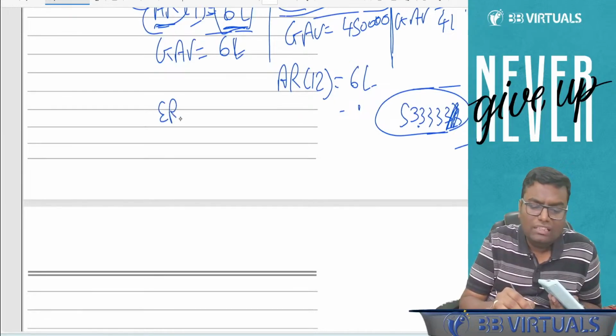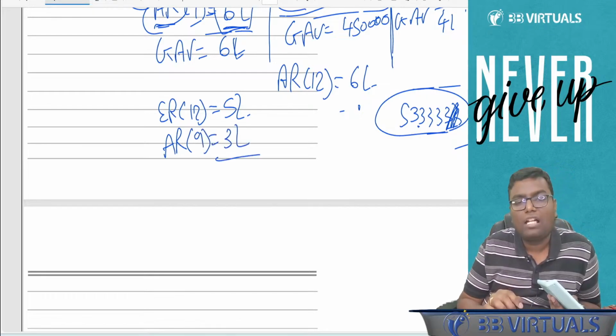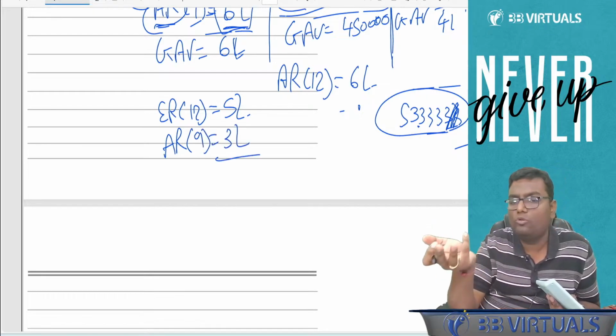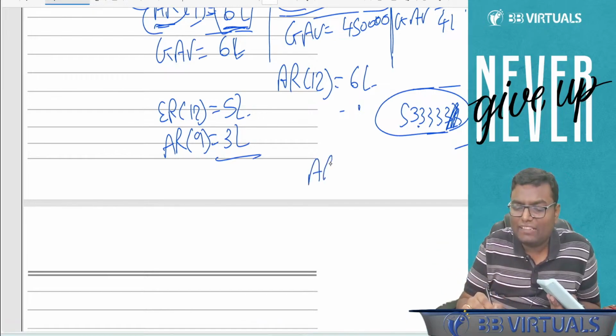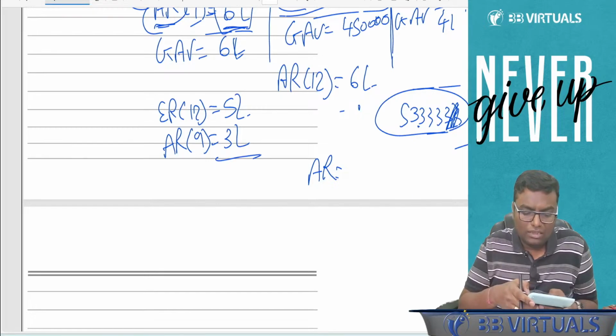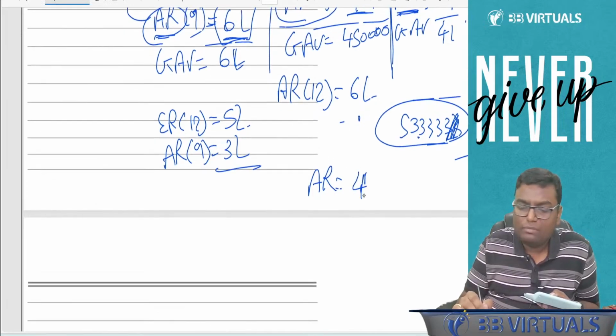Okay. Let's say expected rent of 12 months is 5 lakh. Actual rent of 9 months is only rupees 3 lakh. I'm asking for the concession. Government says prove it. If there had been no vacancy, what would my actual rent have been? If for 9 months it is 3 lakh, then for 12 months it would be 4 lakh.